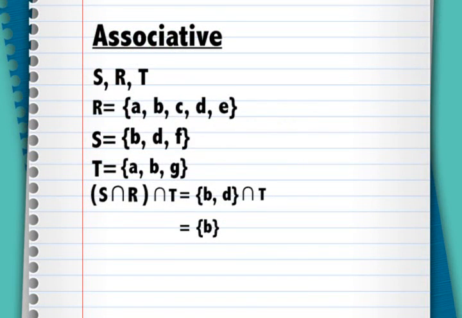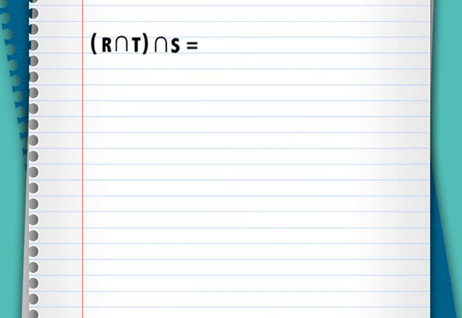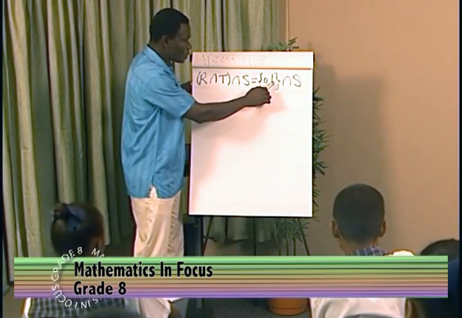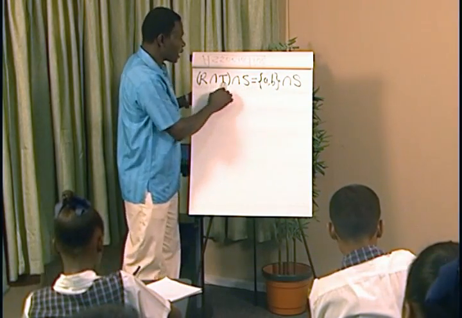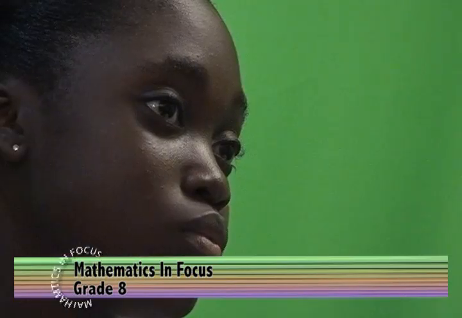R intersect T, these two sets we're looking at, what are the common elements? A and B. So R intersect T gives us A, B. And now we want to intersect this with S. So remember, the intersection of R and T is A, B. So we want to see what is the intersection of this and S.